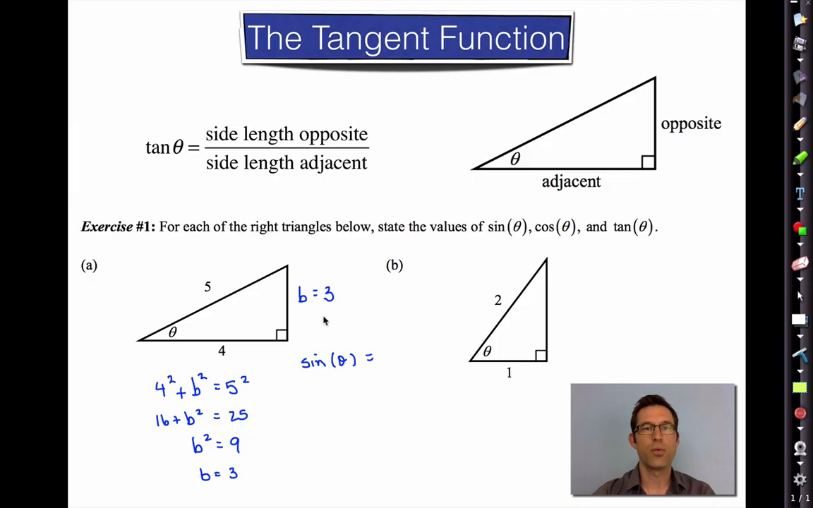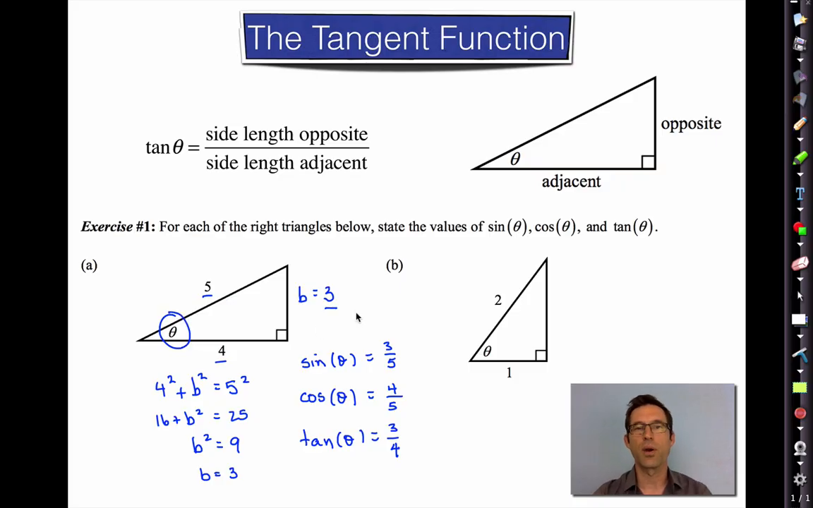The sine of theta will be opposite over hypotenuse, so that would be 3/5. If you like decimals, that would be 0.6. The cosine of theta would be adjacent divided by hypotenuse. That would be 4/5, or 0.8. And the tangent of theta will be opposite divided by adjacent, and that would be 3/4. And again, that's referencing this angle, which is the one that we want to look at, especially because that's the angle that's going to show up in the unit circle. All right? Why don't you do letter B?